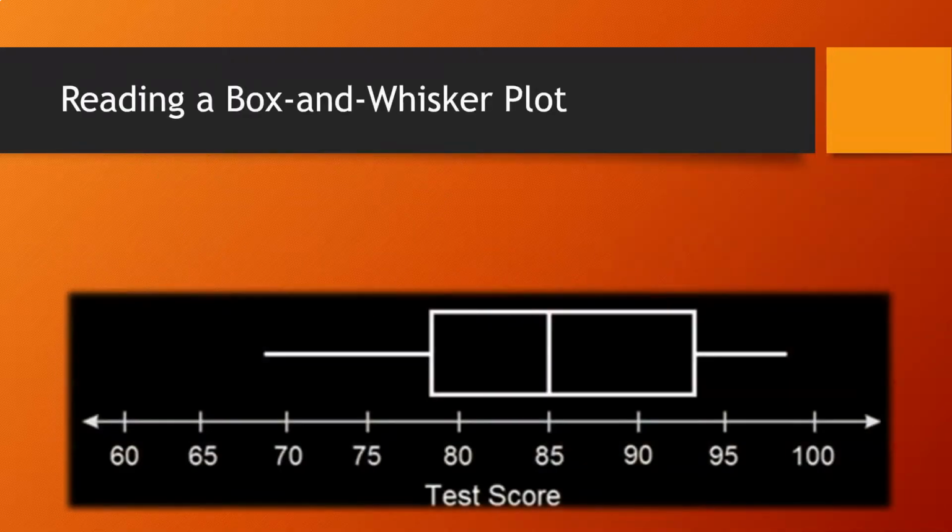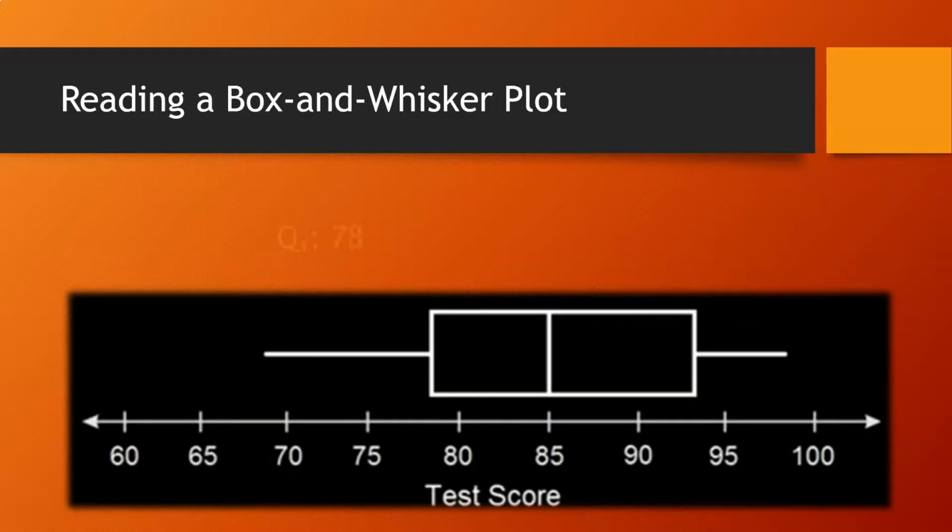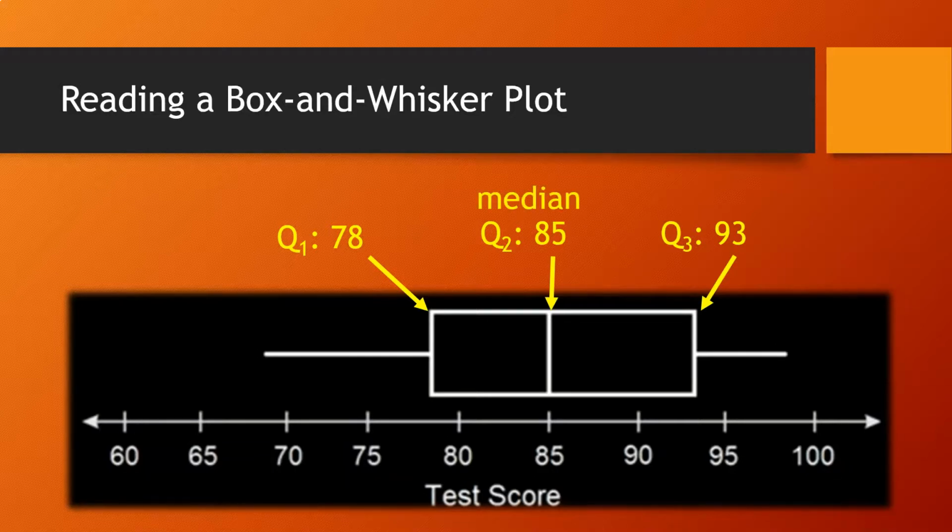If we're given a box and whisker plot, but not all of the data, we can still pull some information off of the plot. In this case, we can tell that the minimum test score was a 68, and the maximum test score was a 98. We can see that 78 is Q sub 1, 85 is Q sub 2, and 93 is Q sub 3. Q sub 2, remember, is also the median for all of the data.